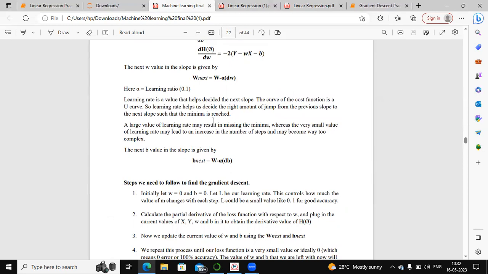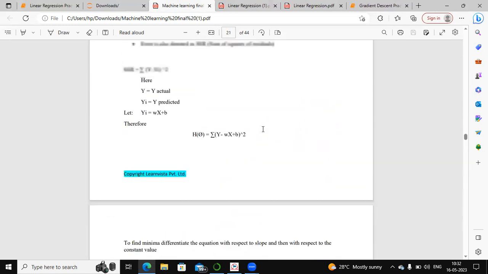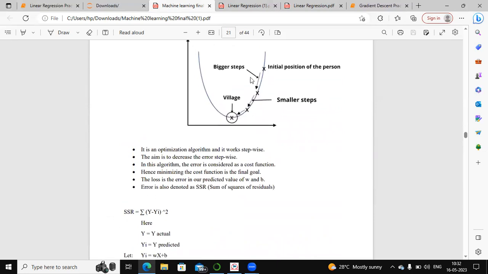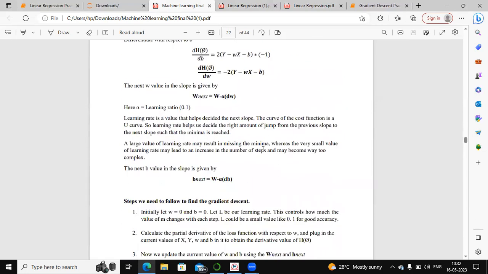A large value of learning rate may result in missing the minima. What happens is that if you give a large value of learning rate, then it might jump from here to here, and then from here to here, right? So what will happen then? If it jumps from here to here, we will miss the minima point. So a large learning rate may result in missing the minima, whereas a small value of learning rate leads to an increase in the number of steps.